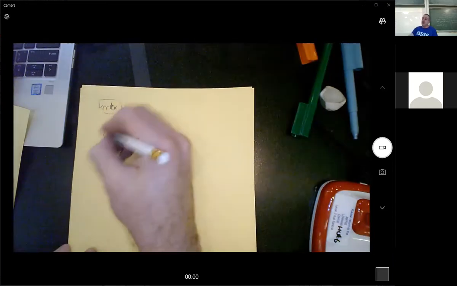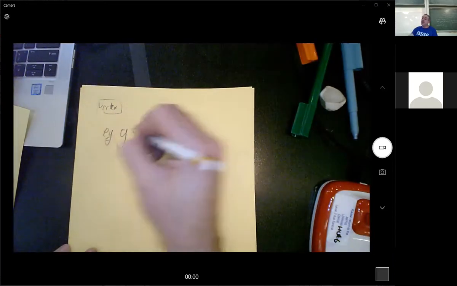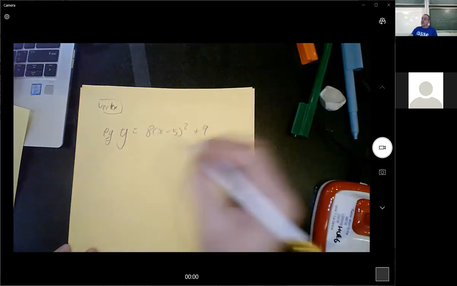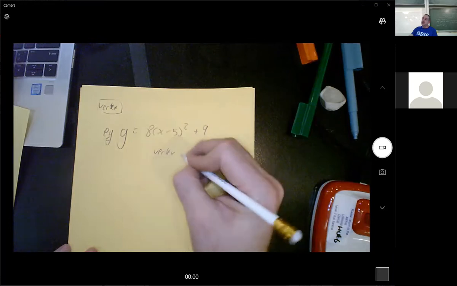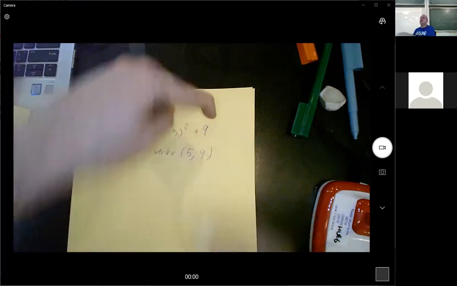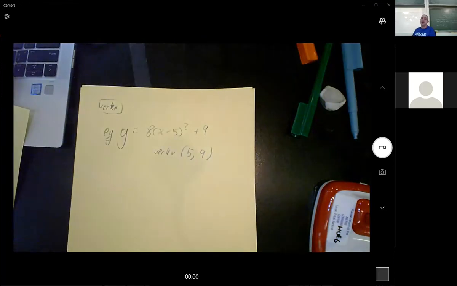And then the last thing to do is where the vertex is. But before I do that, I wanted to show you how to convert from standard to... no, I won't. I'll tell you where the vertex is. So it's in vertex form. The vertex is right there in the formula. It'll be the opposite of what's next to the x and the same as the constant term. And that's literally it.